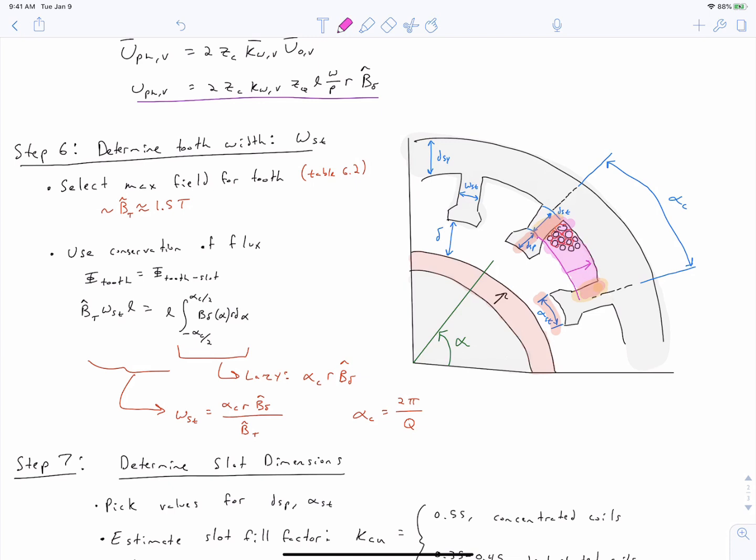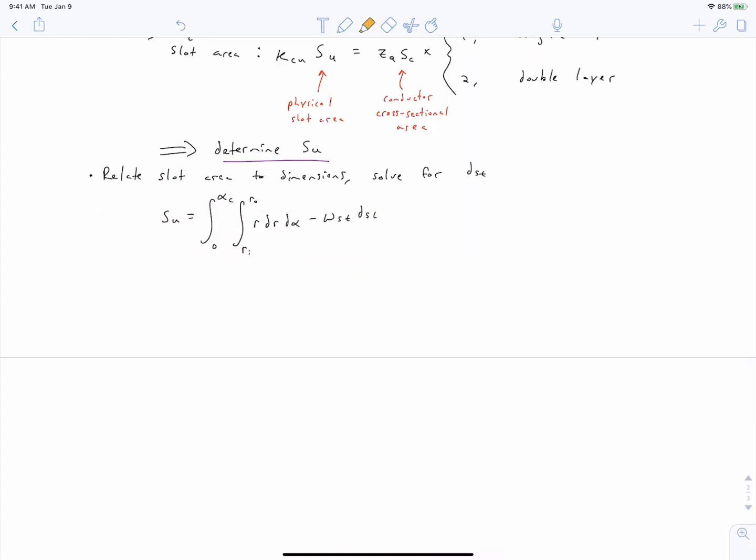And so we're going to define an inner radius as being right here, Ri, and an outer radius, which is out here. So we're going to evaluate that integral, and we can immediately see that our inner radius is going to be equal to our air gap radius plus our air gap length divided by 2 plus DSP. And our outer radius is going to be equal to our inner radius plus DST. And so that's the integral that I've written down here. We're integrating from Ri up to Ro, and then over the angular span of 0 to alpha c, so over one slot tooth span. And we're subtracting from that the area that's occupied by the tooth steel.